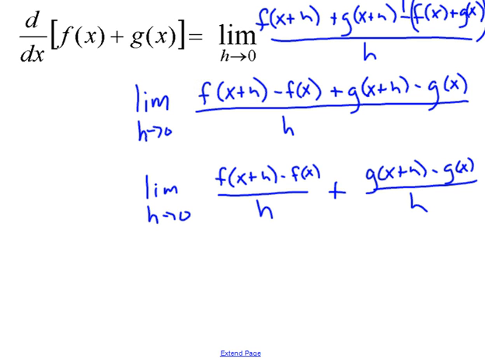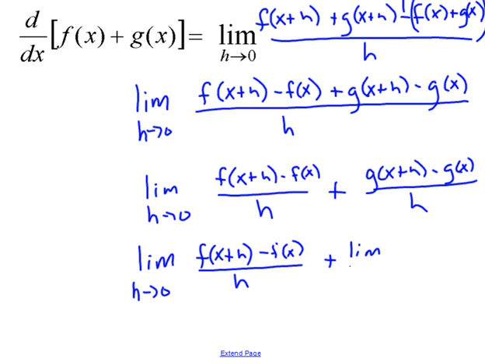And now we use our limit laws. The limit as h approaches 0 of f of x plus h minus f of x over h. If we're taking the sum of two functions, our limit laws told us I could take the limit of one function and add it to the limit of the other function.